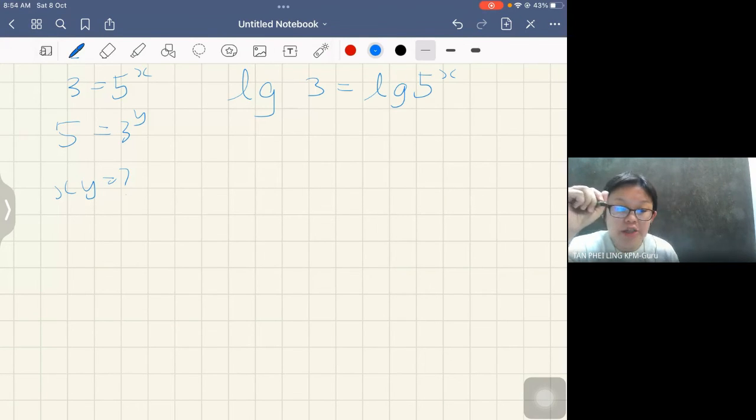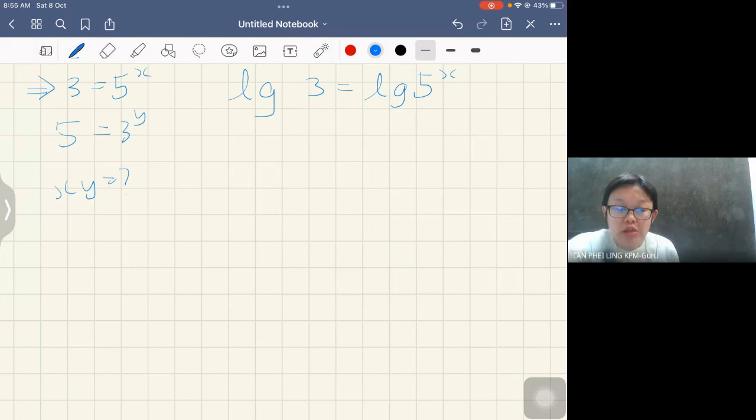Because if I change this into a log, I need to solve for x. That is the reason. But here, without using a calculator, there's no way that we can find log base 5, like what I did just now. So I don't do that, because log base 5, I cannot solve without a calculator.